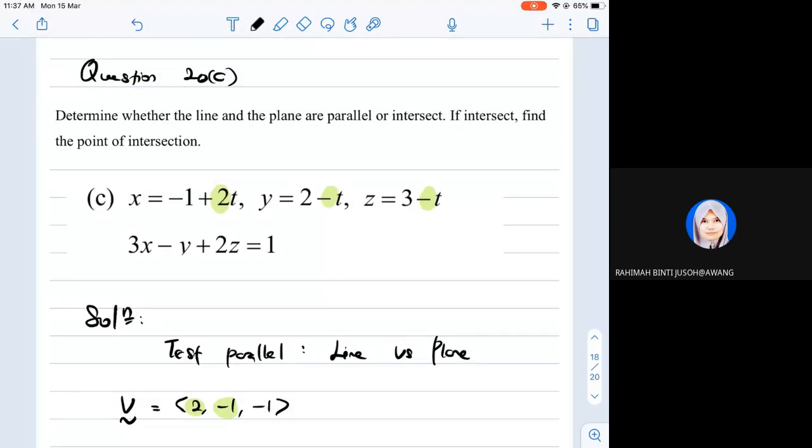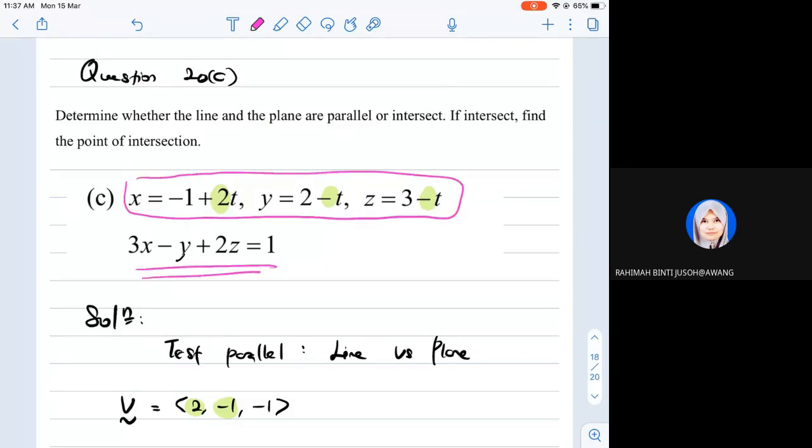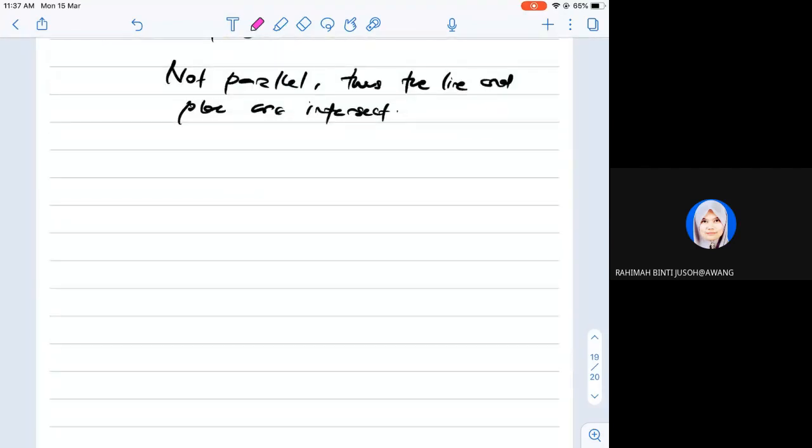Okay, now how? Any ideas, guys? Think logically. We want to find the coordinates now. To find the coordinates, we must substitute into x, y, z. So to substitute x, y, z, we need to know the value of t. How to find t? Substitute the values. Yes, very good. We have to substitute the x, y, z above into the equation of the plane. Okay? So find the point of intersection.